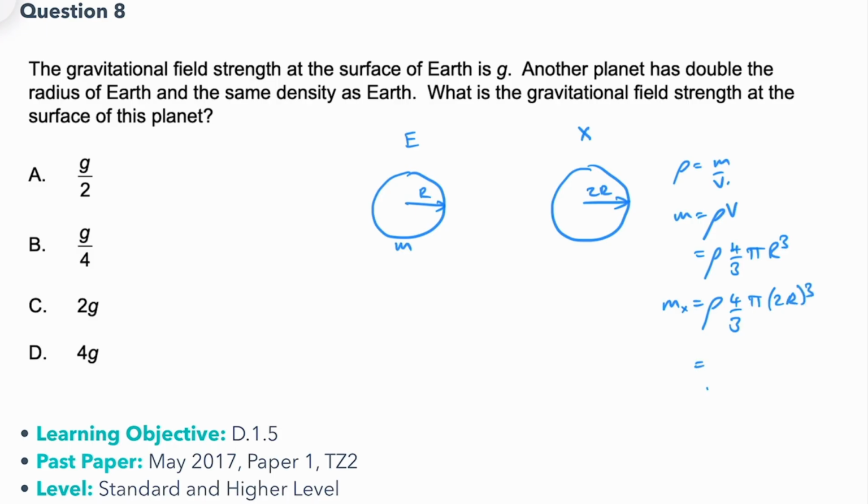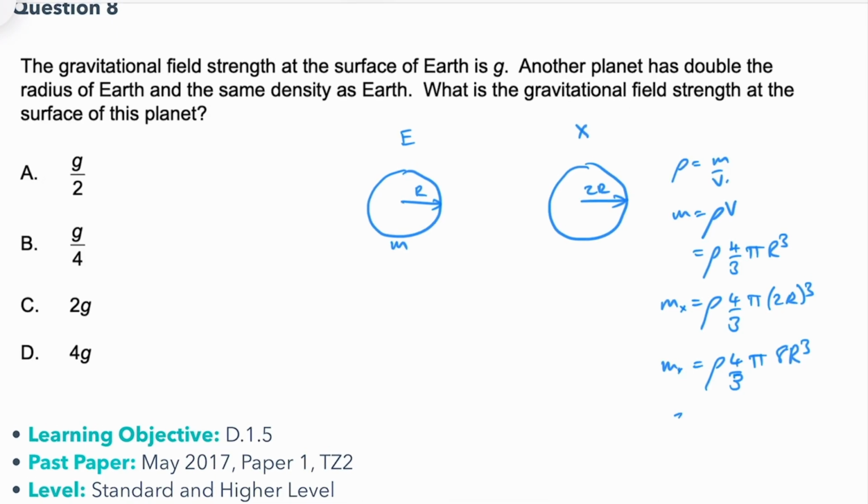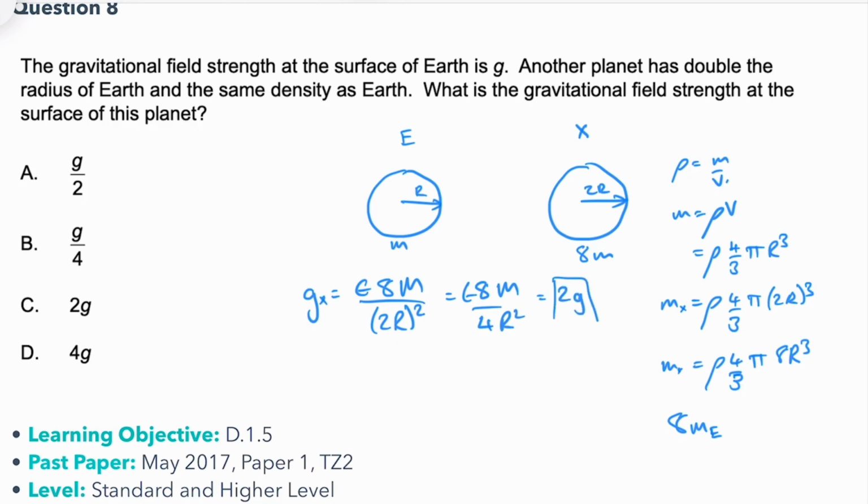density times 4 over 3 pi 8r cubed. So the mass of X is actually 8 times the mass of the Earth. So it's 8 times 8m. Okay? So the gravitational field strength at the surface of this planet is g equals G 8m over (2r) squared, which is G 8m over 4r squared. 8 over 4 is 2, so it's 2 times the gravitational field strength on Earth.